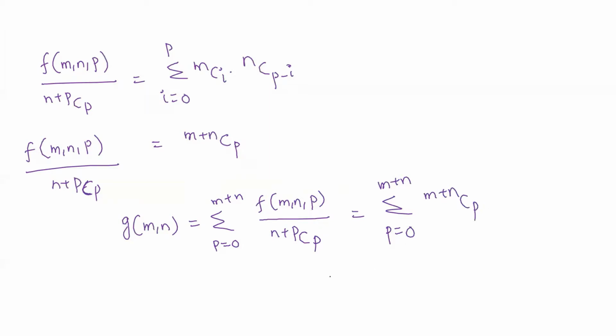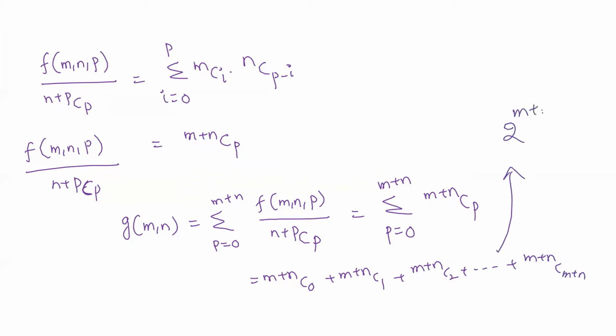So now if you expand this one, what are we going to get? This one is going to be m plus n C0 plus m plus n C1 plus m plus n C2 and so on. So we will be getting this value till m plus n C m plus n. And from the properties, we already know this can be simply written as 2 raised to m plus n. So that is what we got here. So ultimately, we got g of m comma n is equal to 2 raised to m plus n.